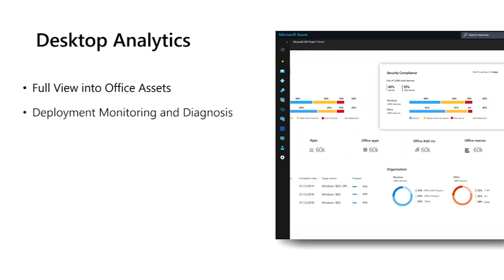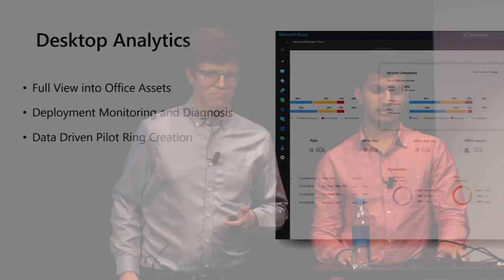So you get a view into Office assets. There's deployment monitoring and diagnosis in the same way that you had with update compliance in the Windows Analytics world. And there's this new concept of an intelligent pilot ring. So everybody tends to have a pilot ring that includes, you know, IT, people from down the hall who you might be able to hear yelling if something goes wrong.